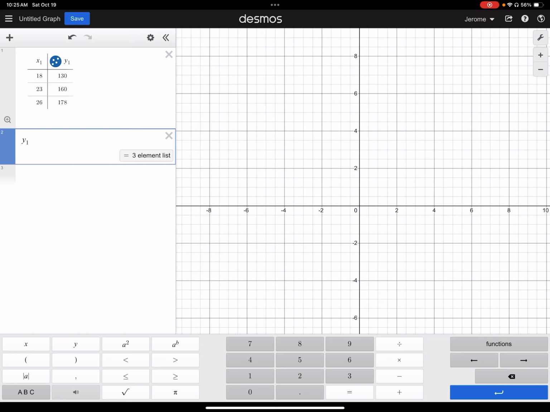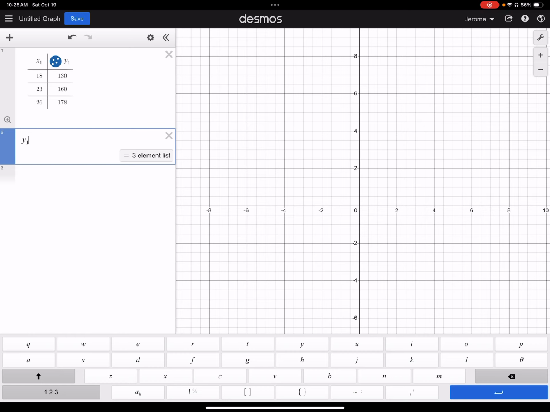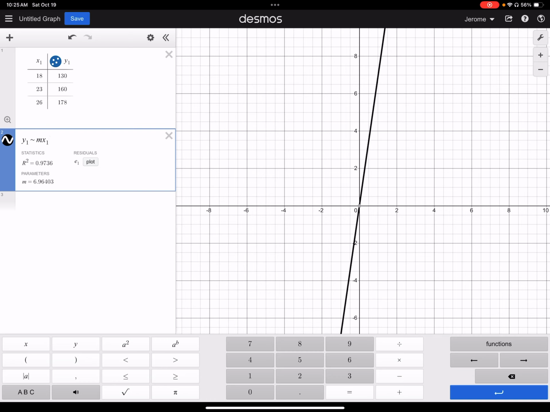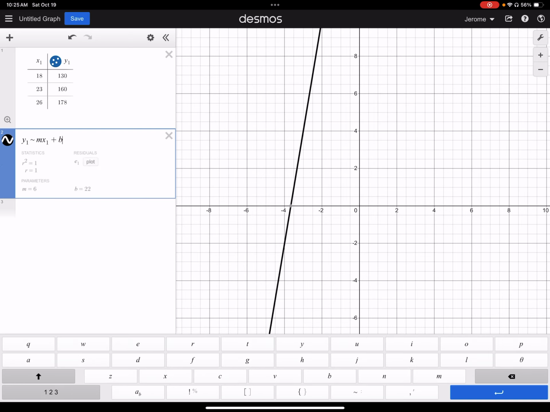Okay, now instead of hitting your equal sign, you go to your little alphabet keyboard and you're finding the tilde. There's one right here on this bottom row of my keyboard, and on your Chromebook keyboard, it's way up there above the number 1. Okay, and now I'm going to type in mx sub 1. So I need to put the little 1 after it, and then put a plus b. So you go back to the alphabet, put a plus b, and you can see the equation is exactly the same. It has the statistics with the R value correlation coefficient of 1. It has parameters m is equal to 6, and b is equal to 22.